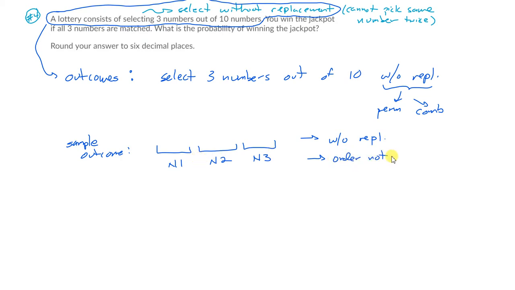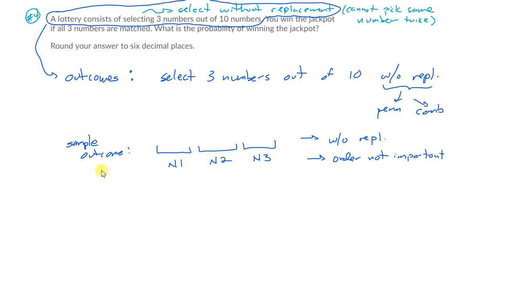The order is not important. You just want to have the correct numbers chosen in your particular 3-number outcome to win. You just have to have the right 3 numbers. It doesn't have to be in a certain order. So these are the assumptions we're going to make: no replacement, order not important.